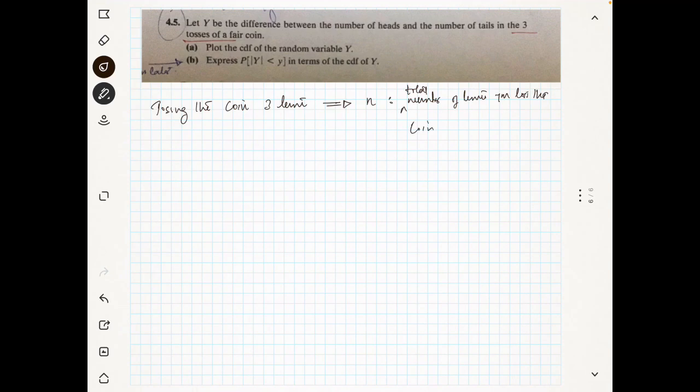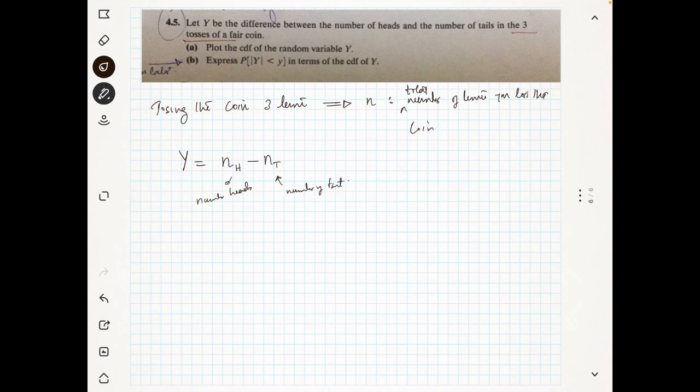Now y is a random variable which is showing the difference between the number of heads and number of tails. This is nh minus nt. That means this is the number of heads and this is the number of tails.